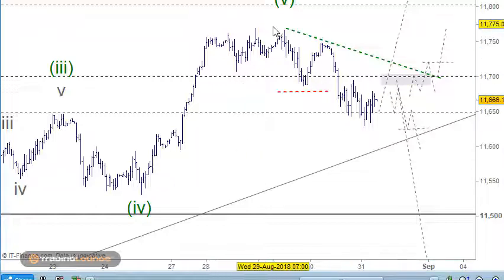We were looking for a top, didn't quite get to where I wanted to get. We got stopped out, but still a good trade. And now we just want to gather some evidence to find out where we are.